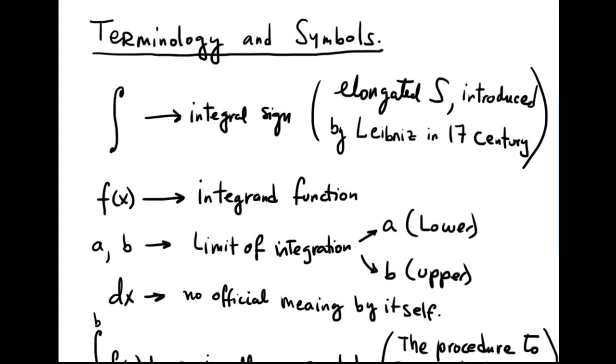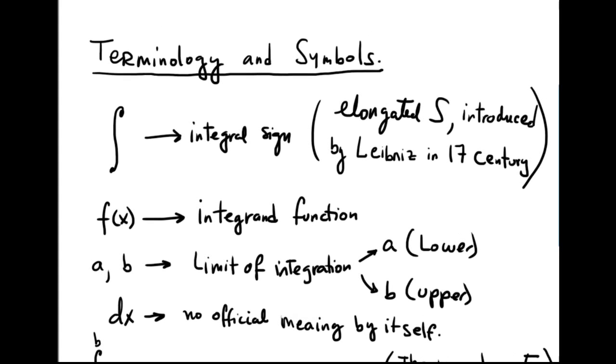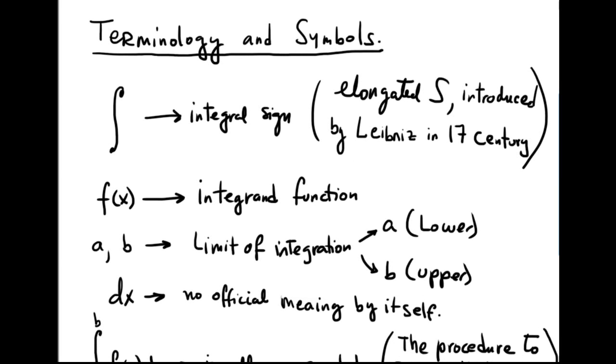Okay, before we continue, let me clarify terminology and symbols. The most important symbol is this one, which is the integral sign. It looks like an elongated S. It was introduced by Leibniz in the 17th century.